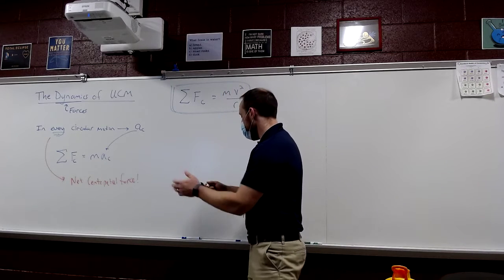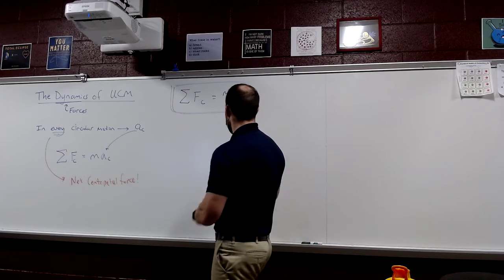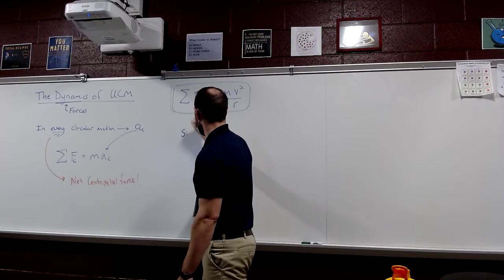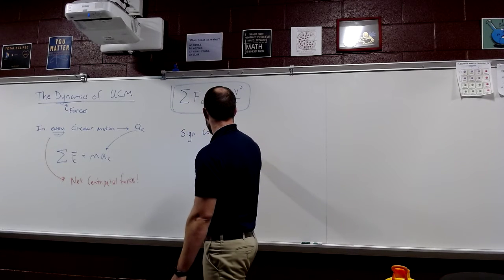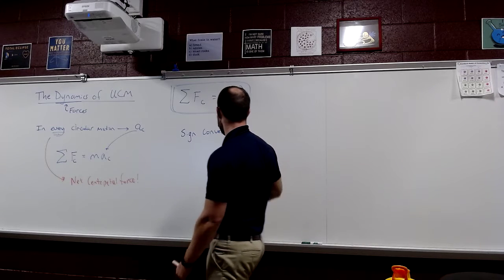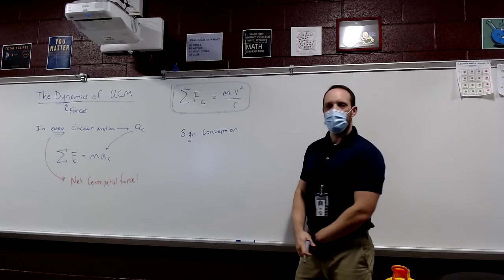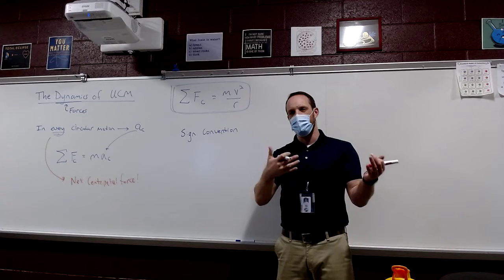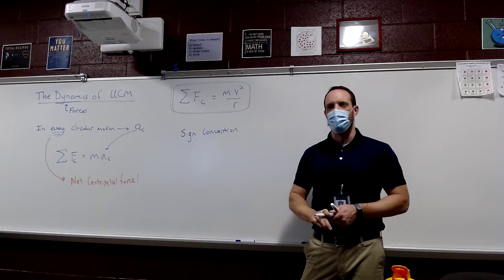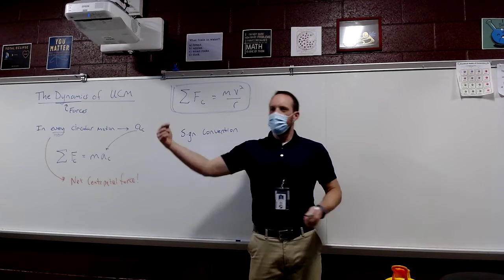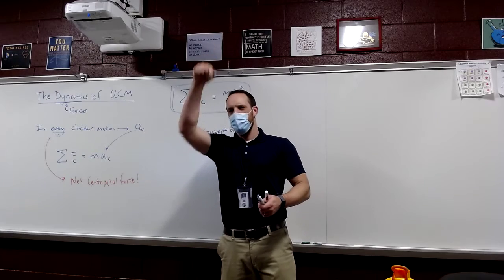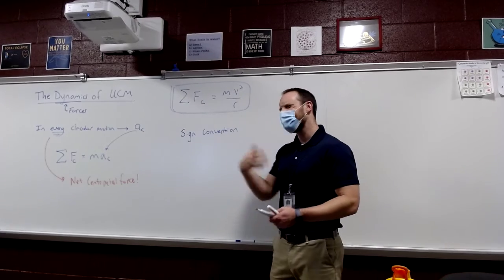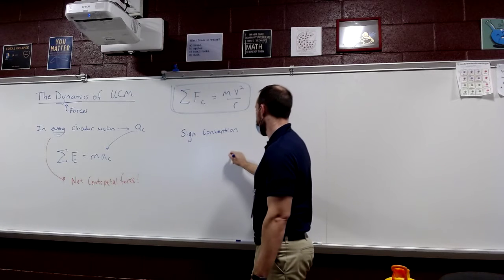Now, before we look at some examples, I'm going to draw some pictures here to show you. I want to introduce something a little new. There's a really convenient sign convention that we can make. By sign convention, I mean which way we're going to decide to be the positive and the negative direction for our forces. And we're kind of used to making the right be positive and the left be negative, or up positive and down negative. That's not very convenient for circular motion.